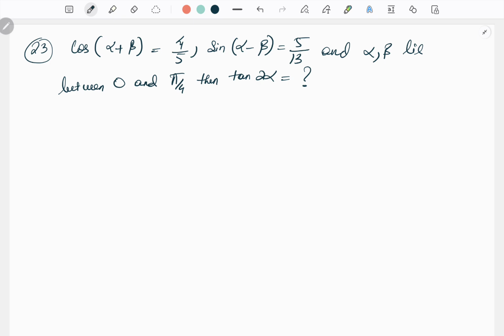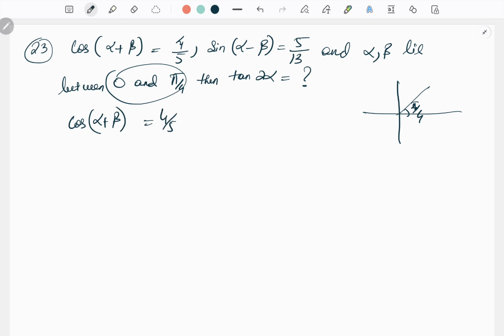So this is another very easy question. We have been given that cos alpha plus beta, with alpha and beta lying between the range 0 to pi by 4. So it will lie in the first quadrant. So cos alpha plus beta is 4 by 5. So sin alpha plus beta, how much will it be? It will be 25 minus 16, so it will be 3 by 5. So tan alpha plus beta will be sin alpha plus beta by cos alpha plus beta, so it will be 3 by 4, right?